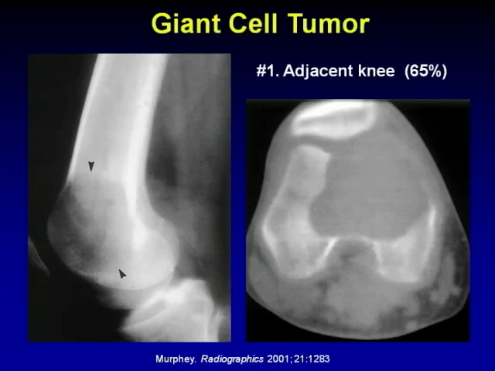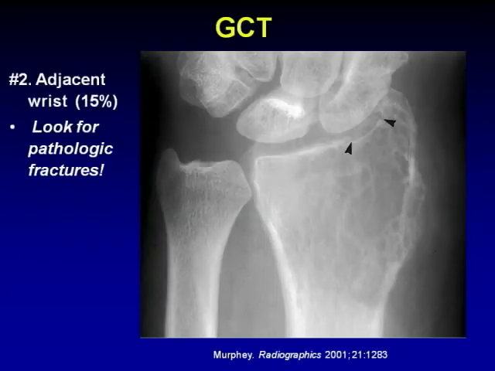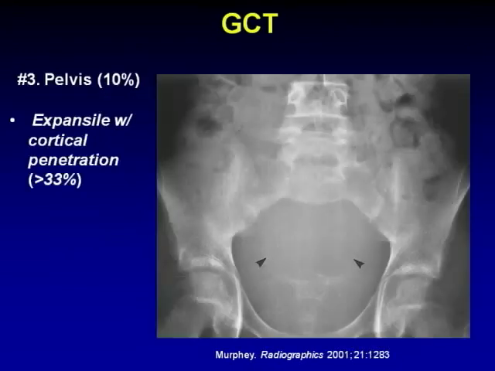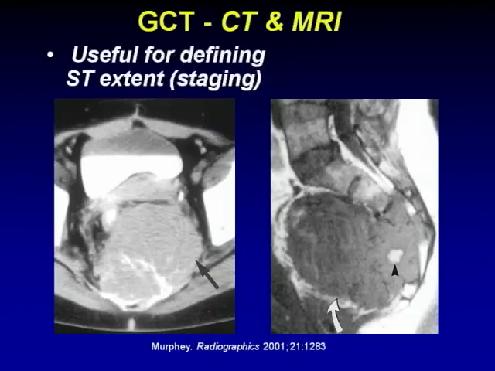They most commonly occur adjacent to the knee. They could also occur around the wrist. That's the second most common site. Always look for pathologic fractures. And in the pelvis, they tend to present when they're a little bit bigger, not so early, so with expansion and cortical penetration in up to 1/3 of cases. So, of course, CT and MRI are helpful in workup to define the soft tissue extent and stage the lesions.